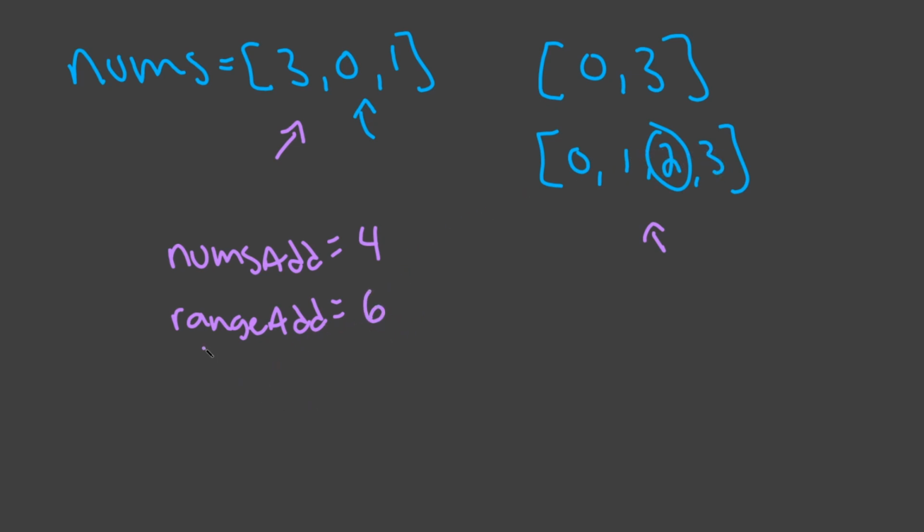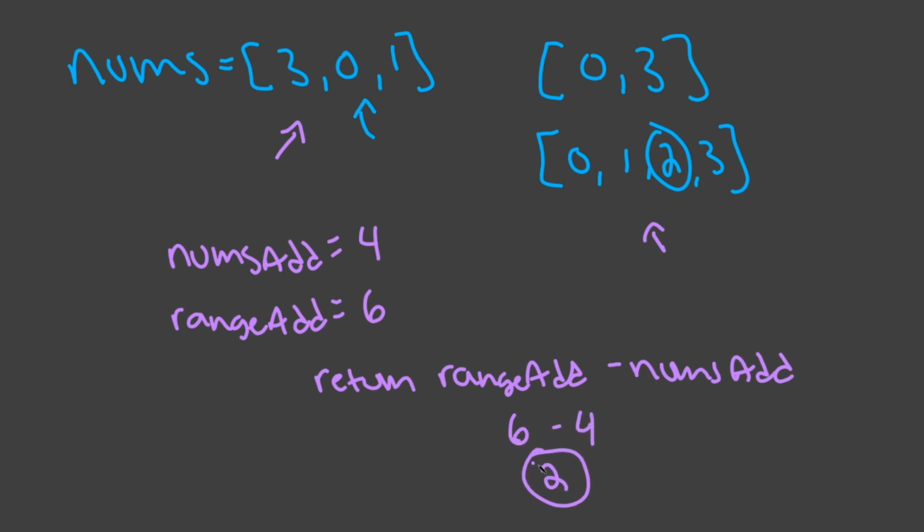And at the end, we can just do range add minus nums add, and then we can just return that, because that would give us a 2. So we would do return range add minus nums add. And this is 6 minus 4, and that would give us a 2, which is correct.